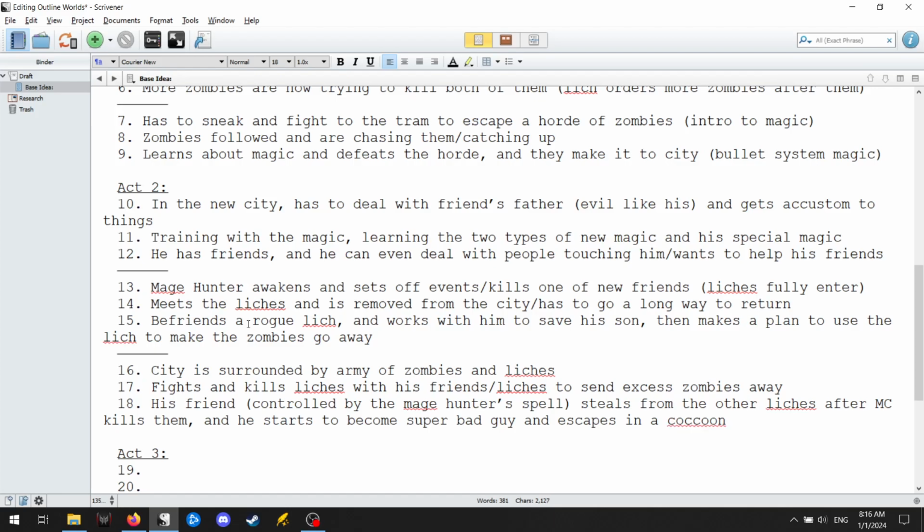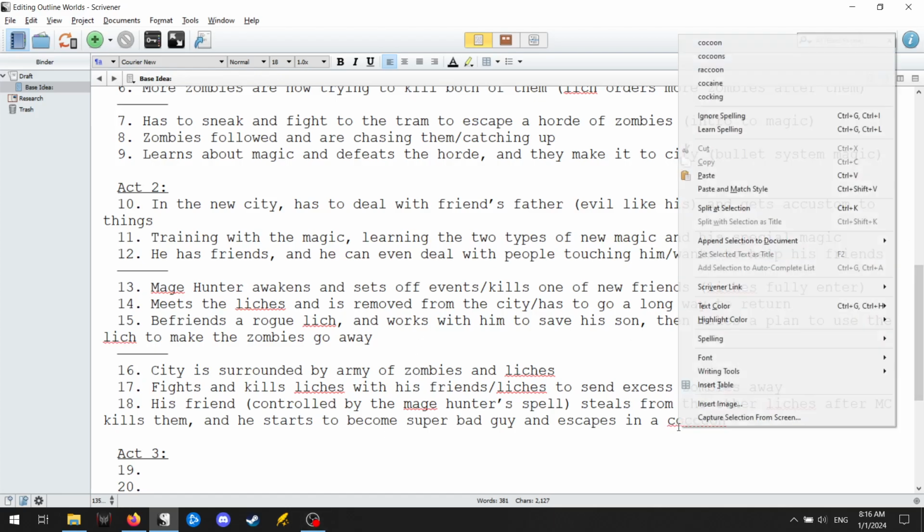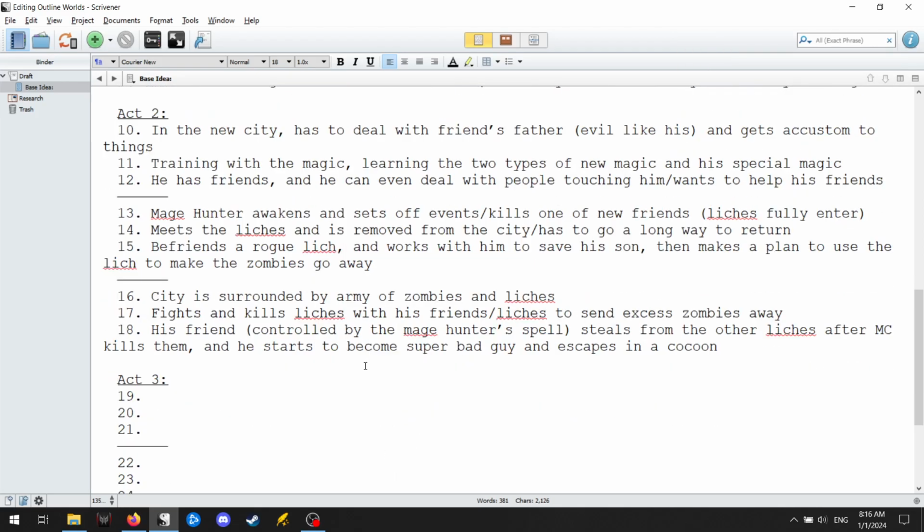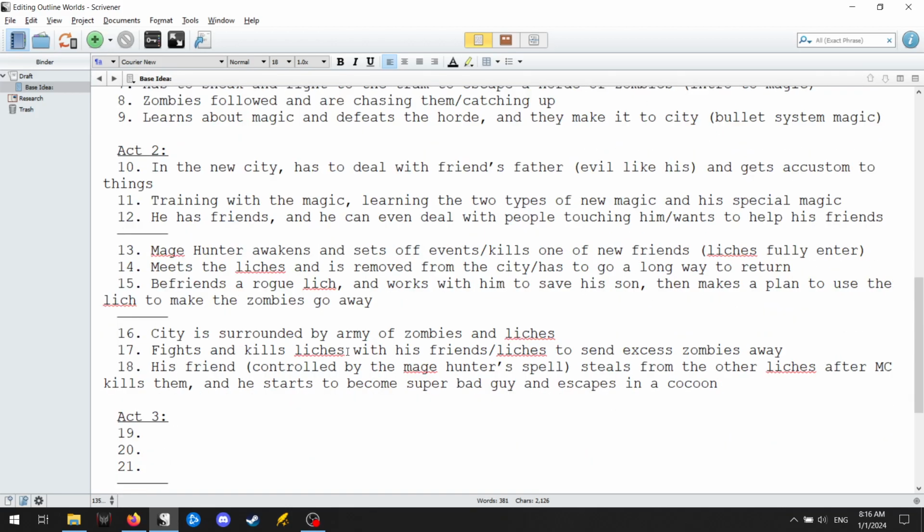So this is the setup at the end. His friend is now kind of the bad guy, and he's got to figure out how to save them. And that's the end of Act 2. Was that a big tragedy? His friend is now the bad guy, and he has to find a way to deal with it, especially after making a promise to his son to save his friend.